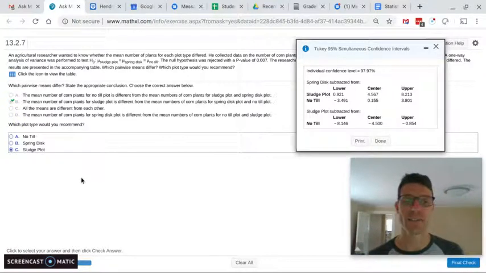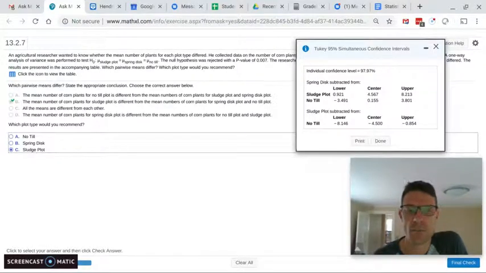Such funny names. I don't even know what that means. We would definitely say sludge plot would result in more plants on average, right? The mean is higher than either of the other two types of plots. So I hope that helps a little bit.